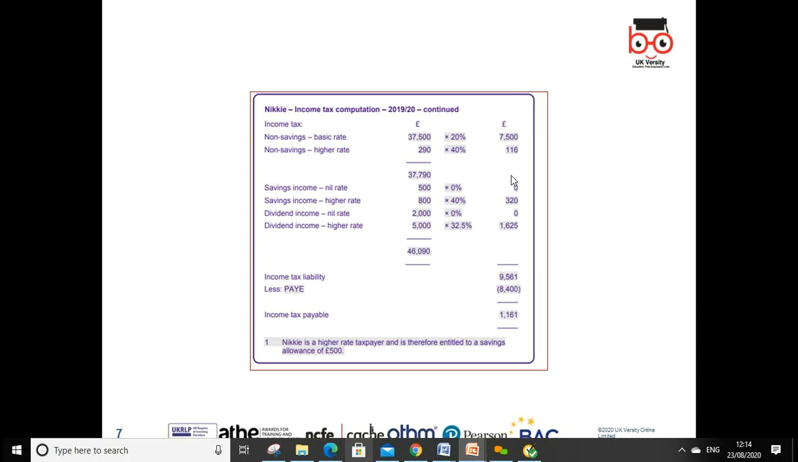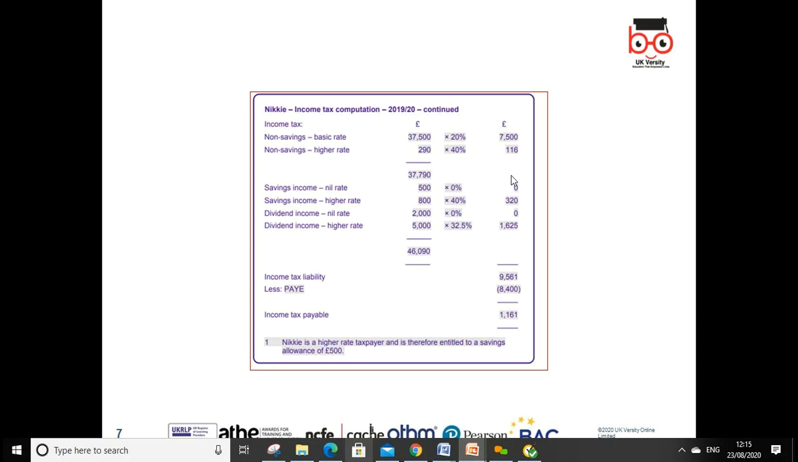Then we have a dividend. So the first 2,000 of dividend will be 0% because we are a higher-rate taxpayer, and then anything remaining, because our income falls in the higher bracket, which is more than 37,500, so that's the 5,000. So 5,000 at 32.5%, so that will be 1,600.